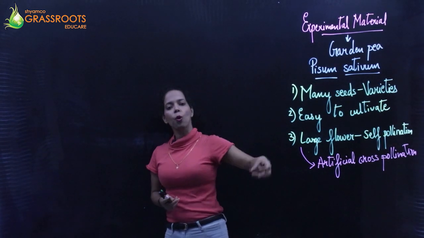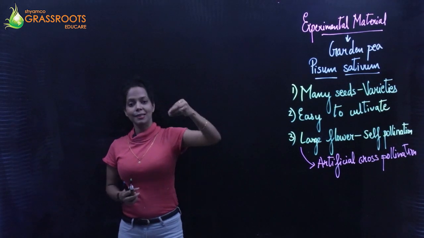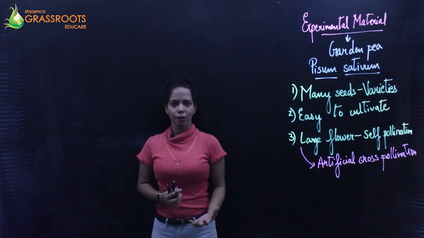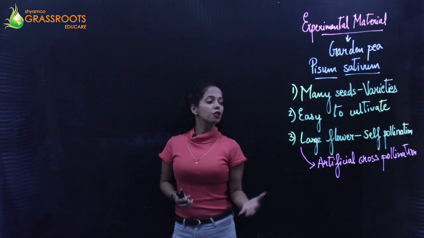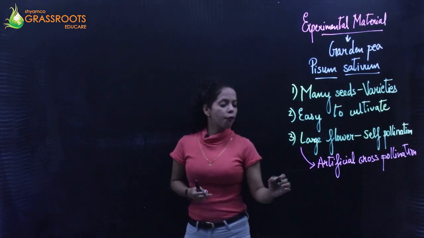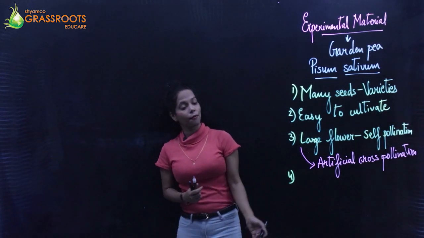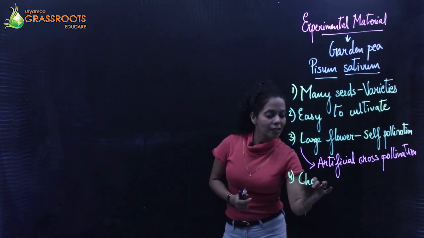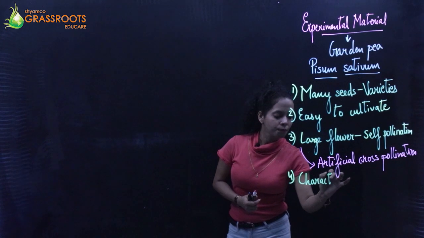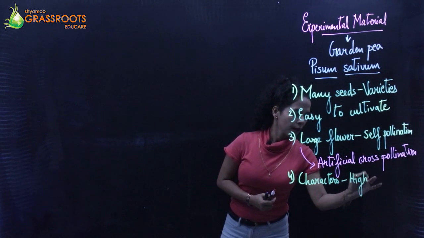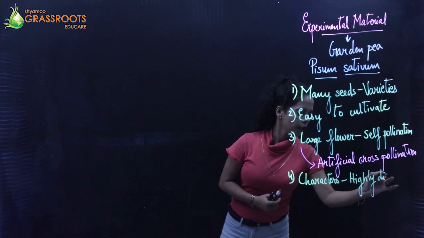If I am picking up the pollen grain from one flower and dusting it on the stigma of another flower to get the desirable character, that is known as artificial cross-pollination. Fourth and the most important reason for selecting Pisum sativum: the characters expressed by Pisum sativum were highly distinct. Fine?